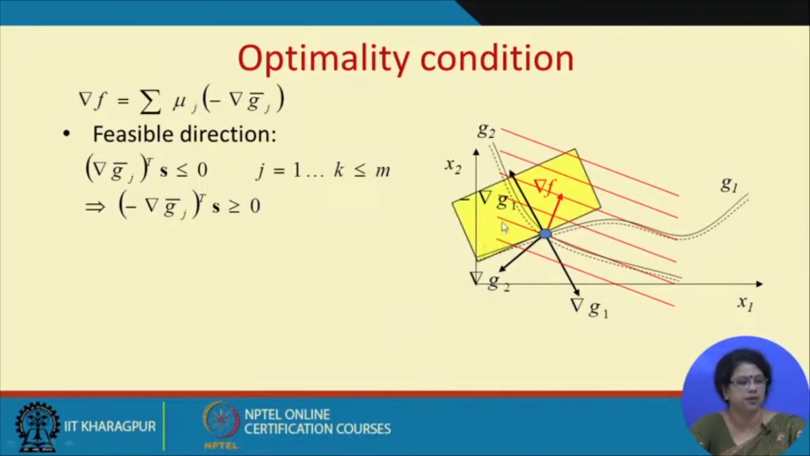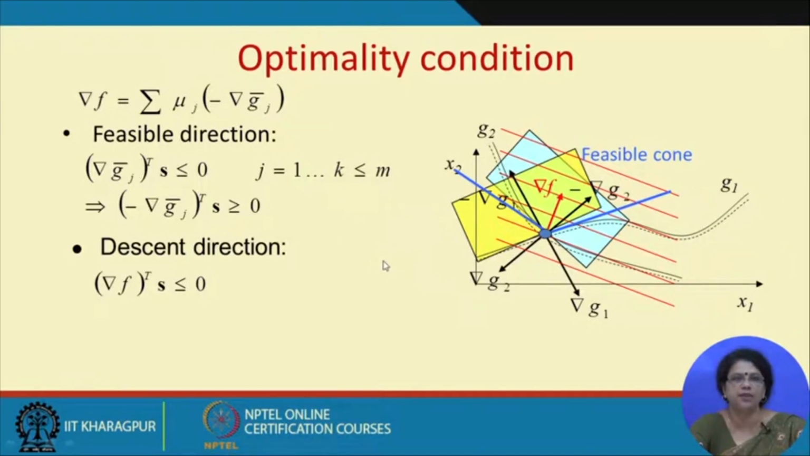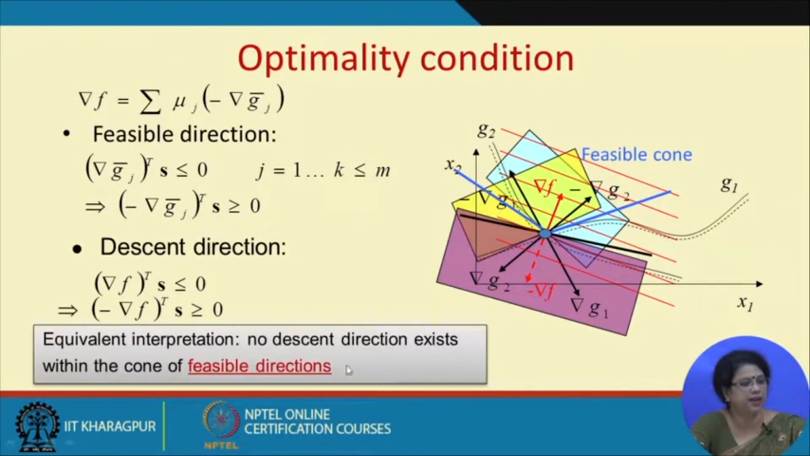This is the half space over minus grad g1. Similarly, we can have another half space over minus grad g2. If we consider the cone spanned by minus grad g1 and minus grad g2, in this direction we can say that this is the feasible cone. That was the descent cone, now it is the feasible cone. Thus, this is my descent direction, as I have already explained. We can interpret that no descent direction exists within the cone of the feasible direction for the minimization problem. We are all dealing with the minimization problem.